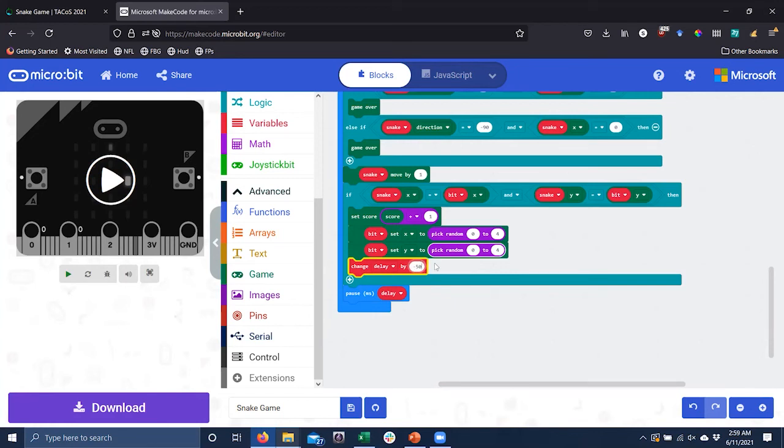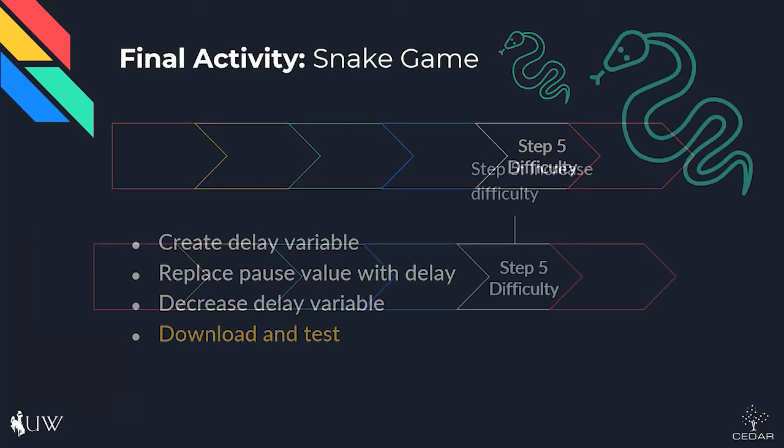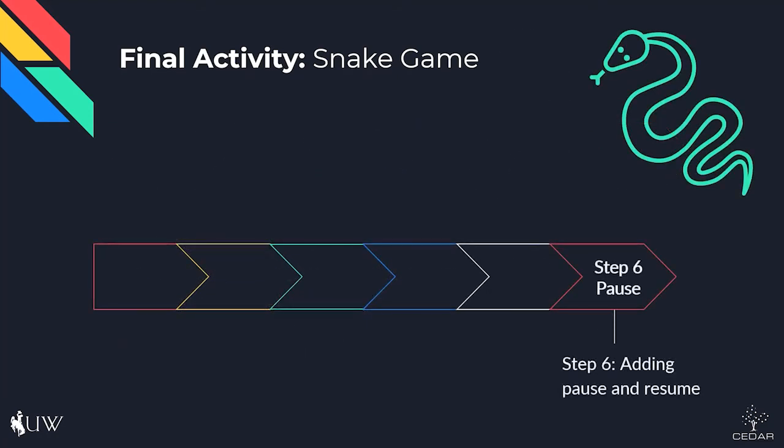Now, each time we eat a bit, the delay between each iteration of the loop will decrease by 50 milliseconds. Go ahead and download and test your new code. You should notice that after eating bits, your snake moves faster and faster. Step 6. Adding pause and resume.